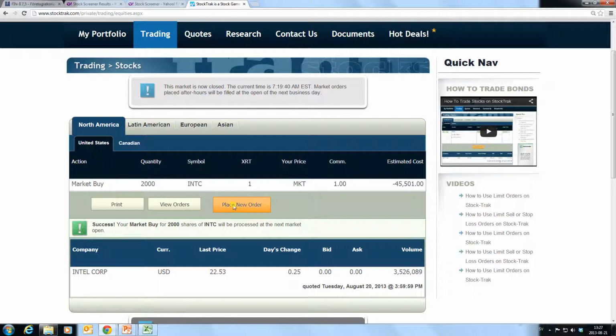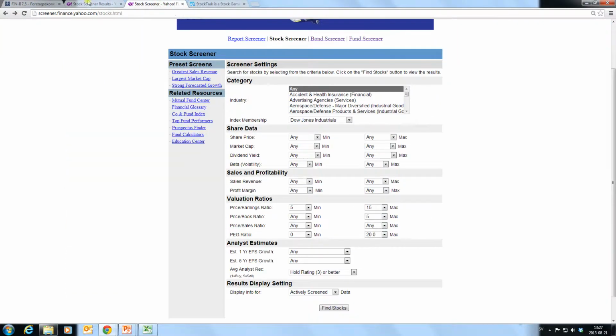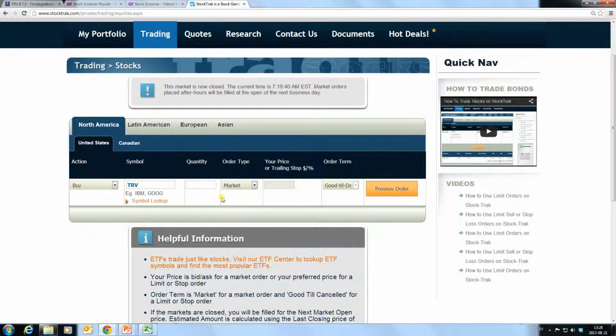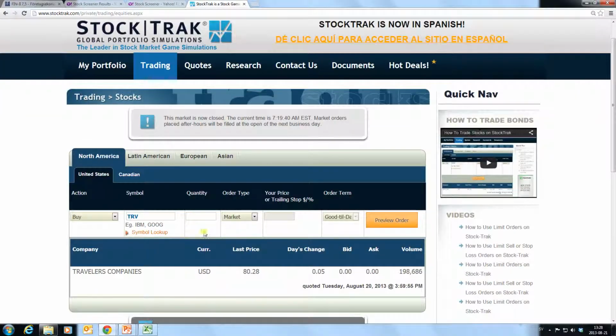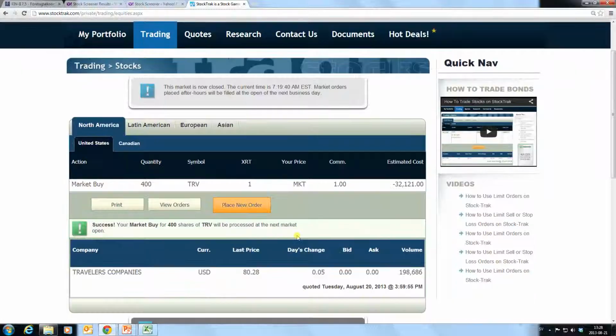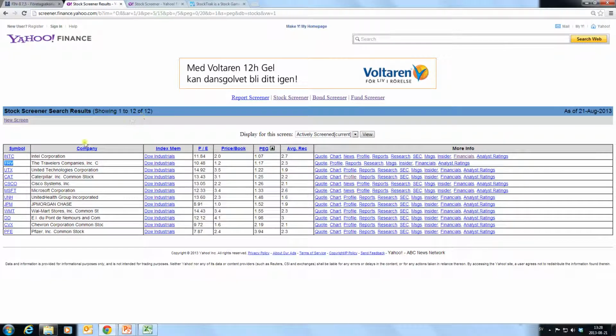But I'm not done yet because I wanted to buy the second company as well, which in this case was the Travelers Companies Incorporated. The symbol is TRV. I go to StockTrack, enter the symbol, we look at the company and see that the price here is 80, so it's fairly much higher, and I'm going to purchase 400 of this share. We preview the order and say, okay, this is going to cost me $32,000. That sounds okay. So I place the order. Alright, now when the market opens, I should get the Travelers Companies 400 shares, and I should get the Intel Corporation 2,000 shares.